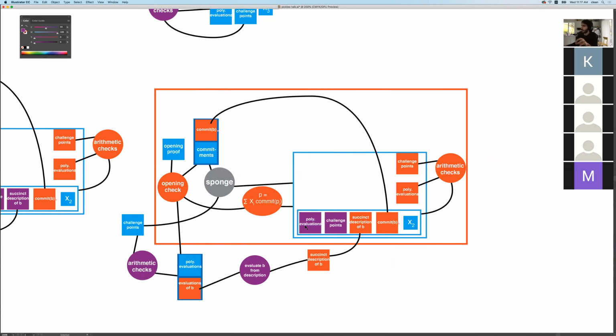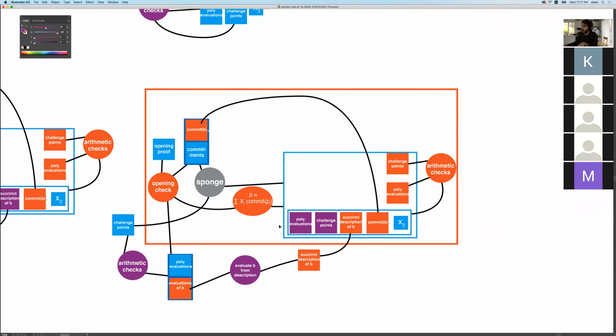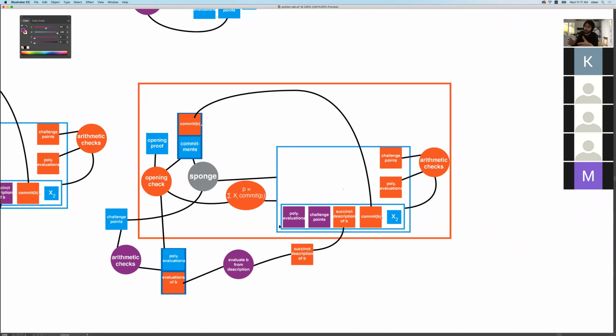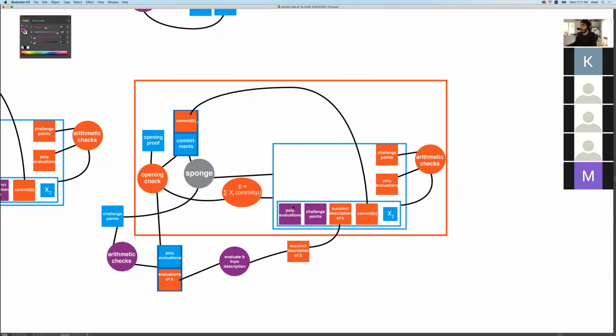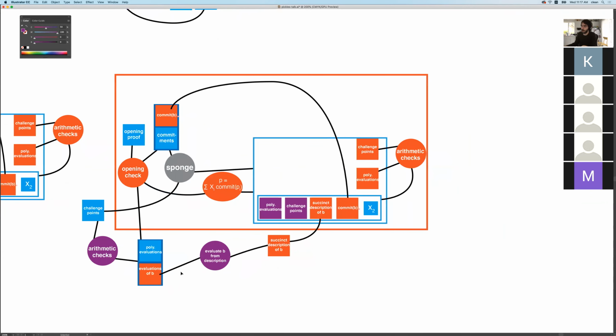I know this is a little confusing, but this is an important way that you can avoid having to do the linear work of performing the final verification on the commitment.